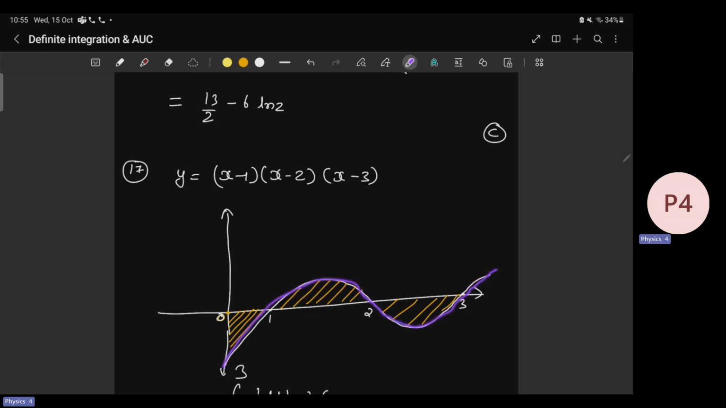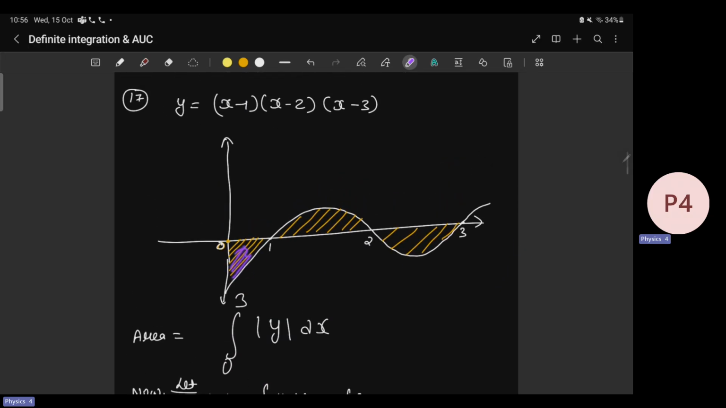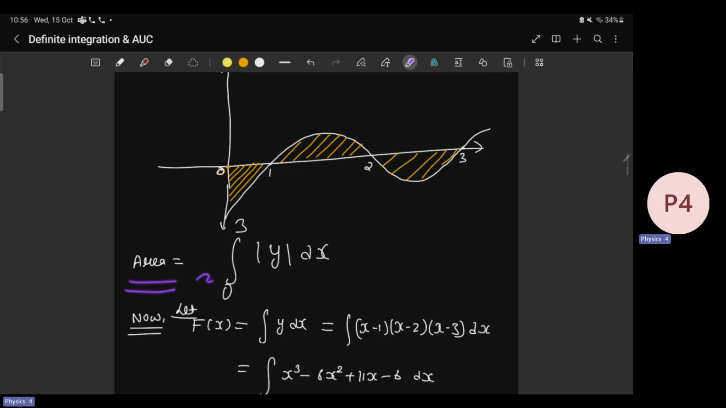It goes up to infinity, and this will go here and to infinity. Now we have to find the area. This area, this area and this area. This is our required area. So area can be found as 0 to 3 modulus of y dx.